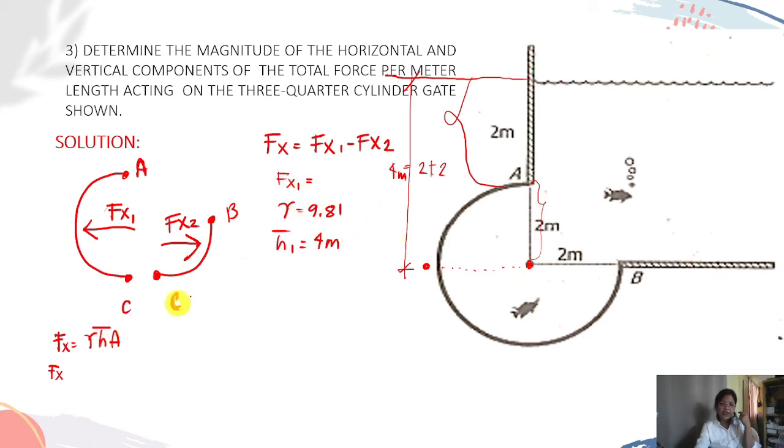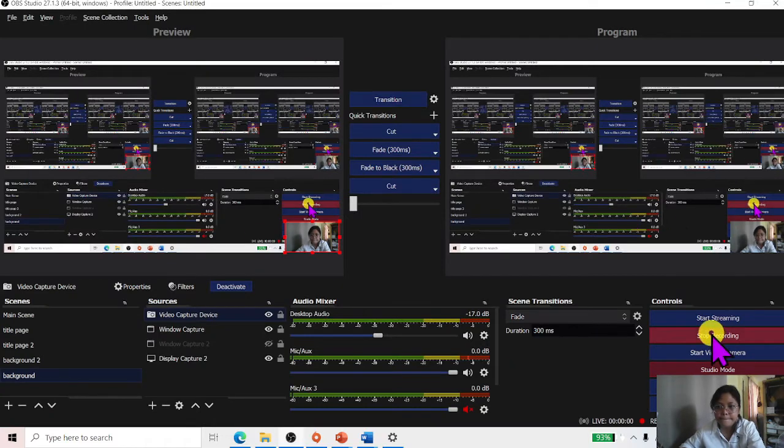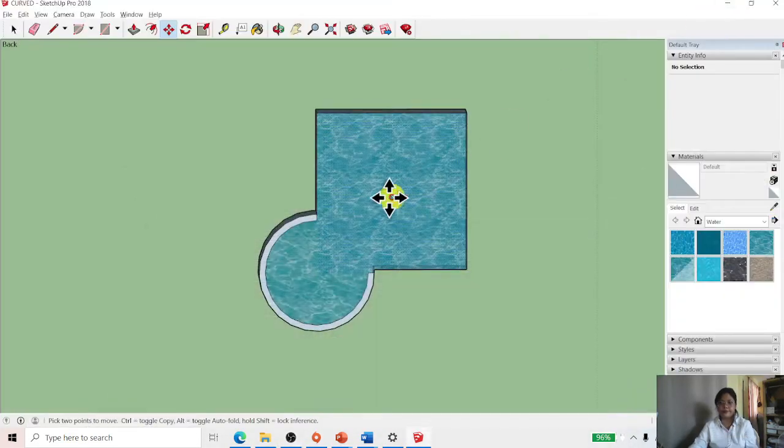And what is the area? The area you will consider here is the projected vertical area of this figure. So, let me show you the 3D again. Here is my 3D. Wait a moment. There, we are in 3D again.